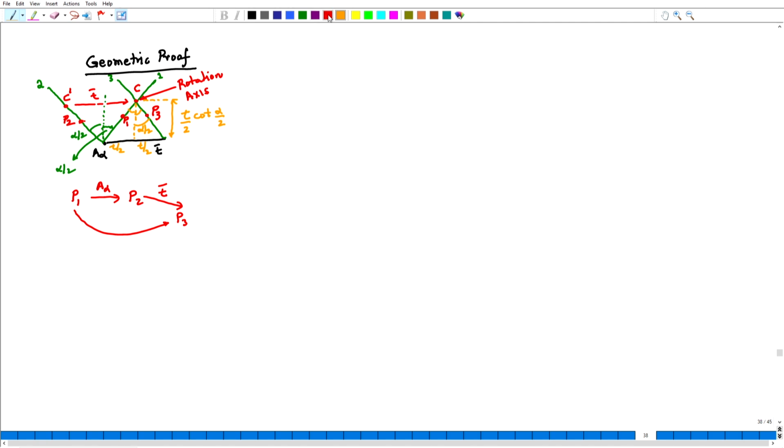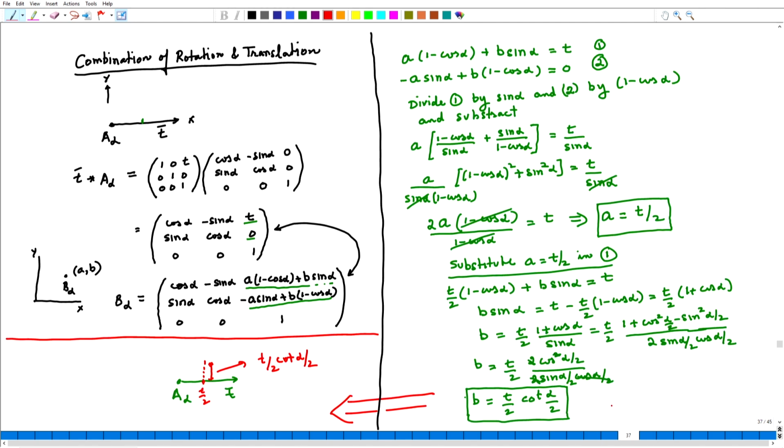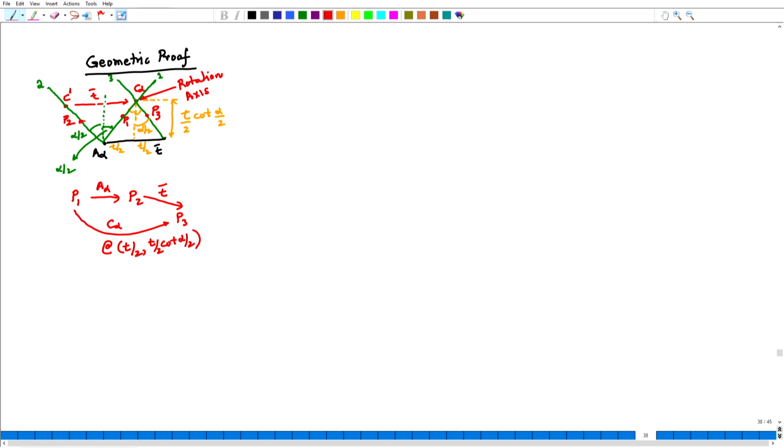So, let me call this C alpha now. That C alpha is located at T by 2 comma T by 2 cot alpha by 2. This is exactly the same result that we had got through the matrix multiplication. So, now what else can we do? So, I have this expression.